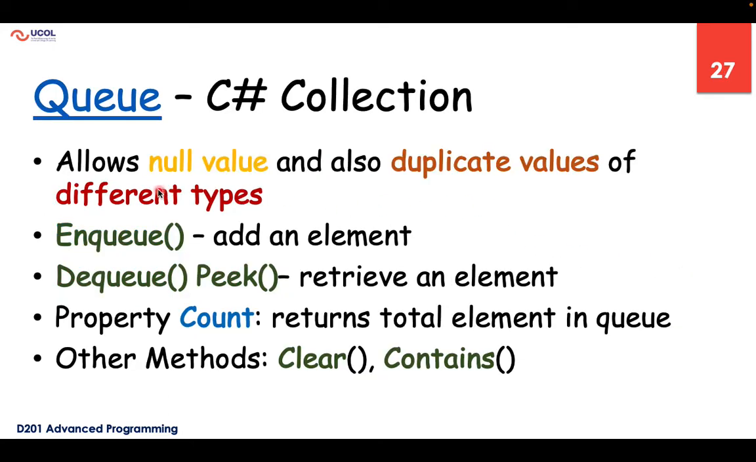Again, it allows null values to be added. We can also put duplicate values in that specific queue. Enqueue is a method which helps us add the elements. Dequeue is the method to retrieve the element.